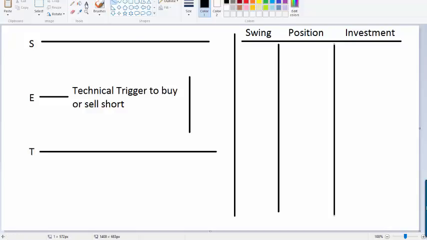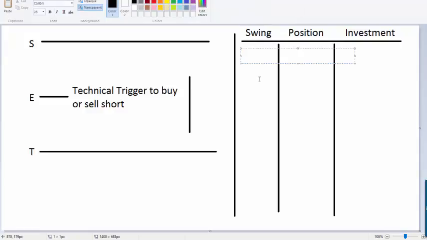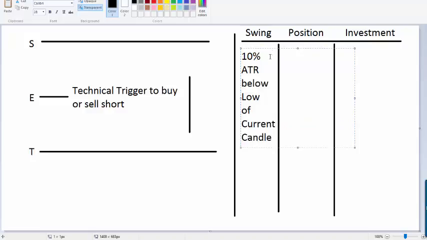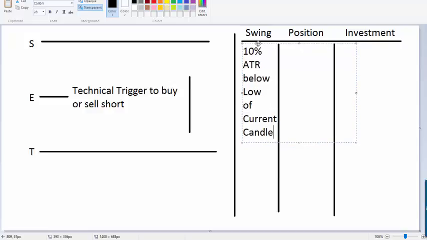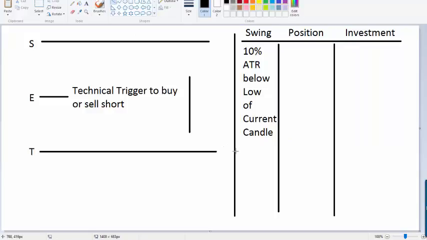So, stop loss for a swing trade. What we're going to do is give you a basic rule to help you identify it. I'm going to say 10% of the ATR below the low of the current candle. Okay. Stop loss on a swing trade, we're going to say 10% of the ATR below the low of the current candle. That's a good rule. It's a simple rule. We'll apply that here in just a minute.